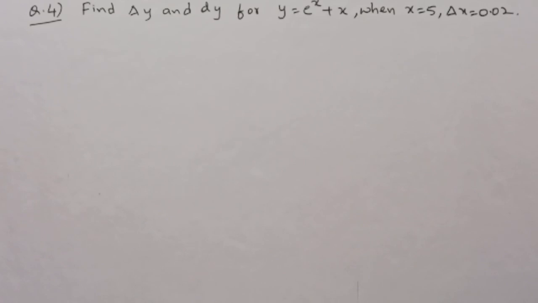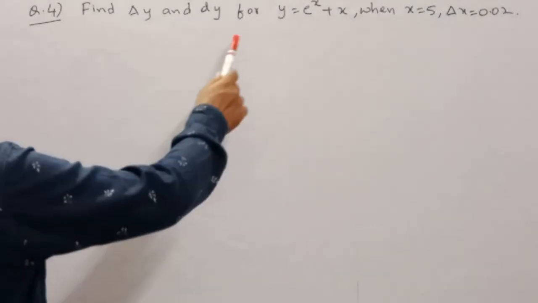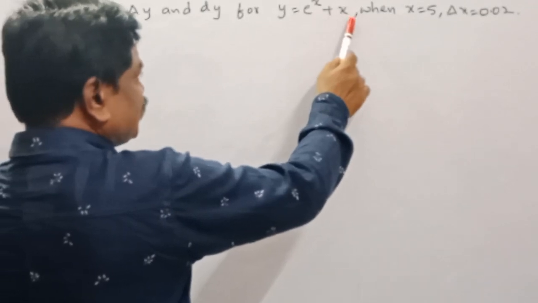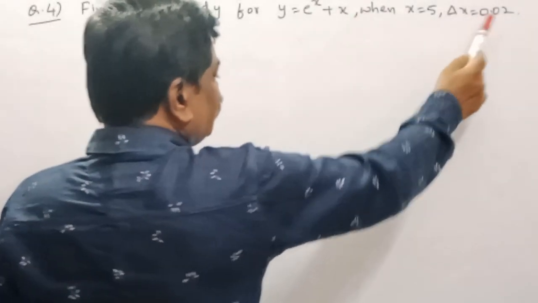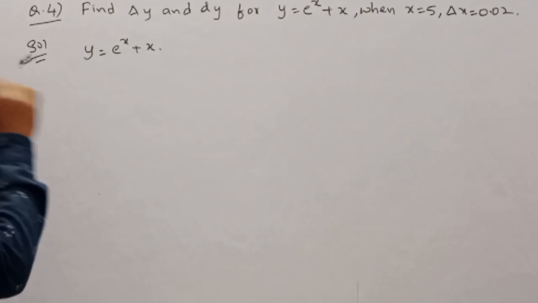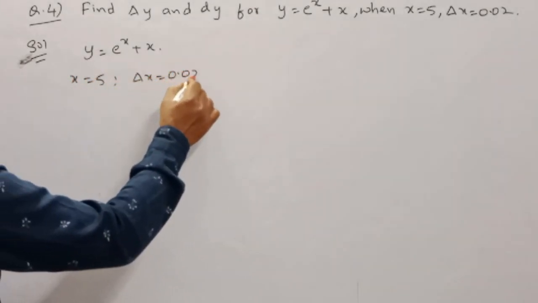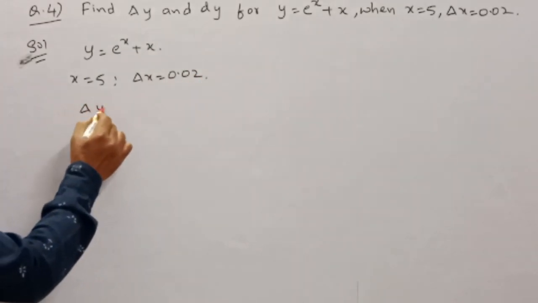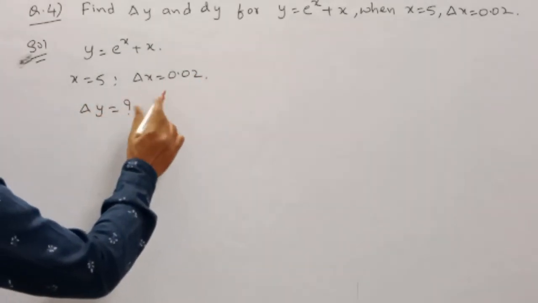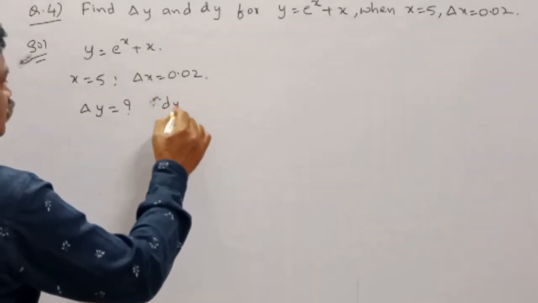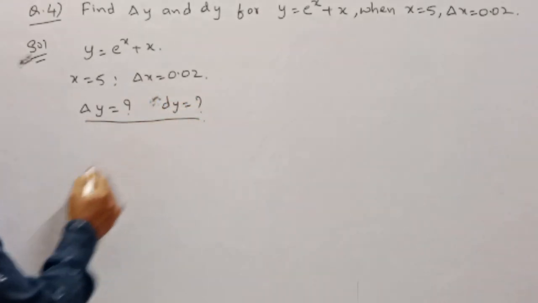Here we have one more problem. Find delta y and dy for y is equal to e power x plus x, when x is equal to 5 and delta x is equal to 0.02. So here you see all of you what is given. We have to find delta y is equal to what? dy is equal to what? This one we have to find.